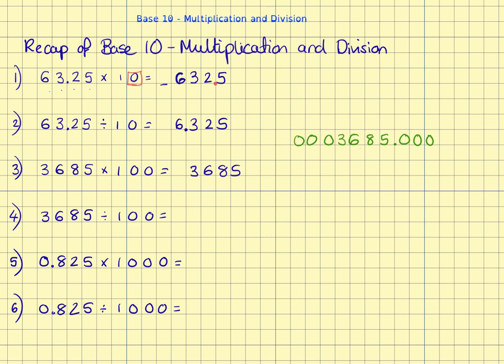The reason those zeros are there is because essentially this tenths column still exists and the tens of thousands column still exists. But for the number 3,685, there are no tenths and there are no tens of thousands, so that's why those digits aren't written in. For the use of this, it's quite helpful to know that this is where that decimal point would be. So if the decimal point was here and I'm multiplying by 100, it would move 1, 2.